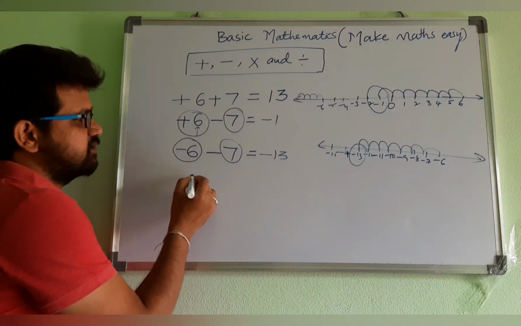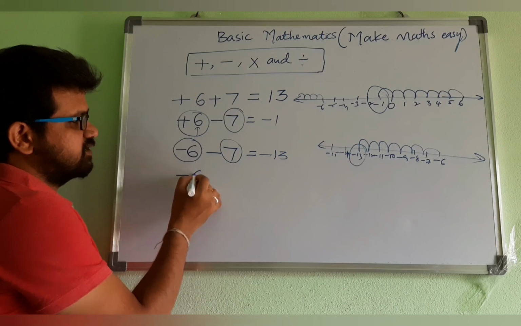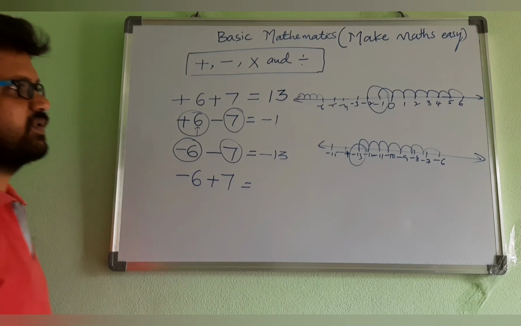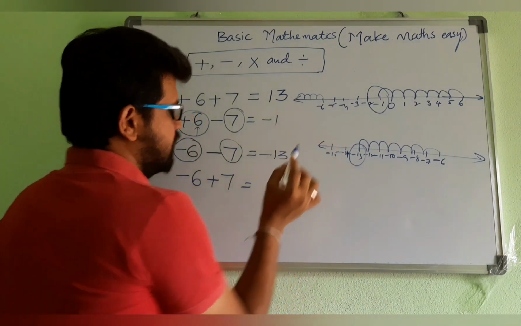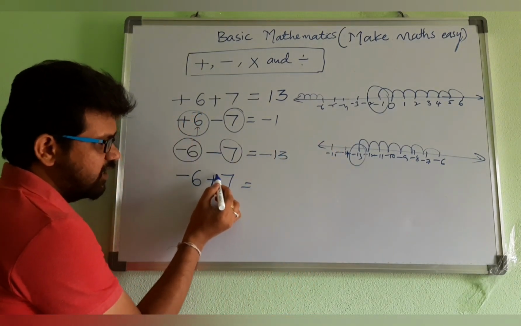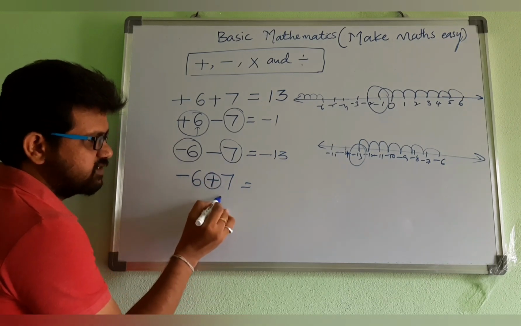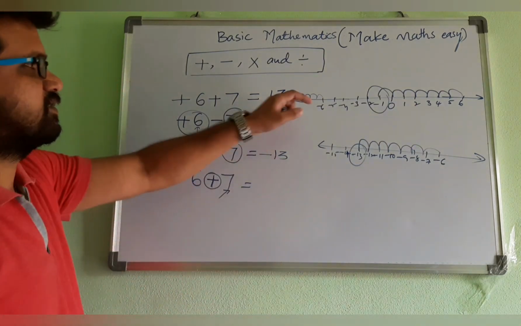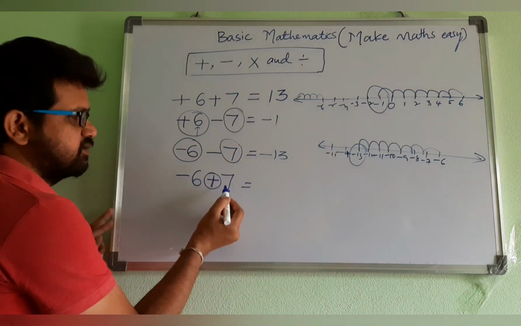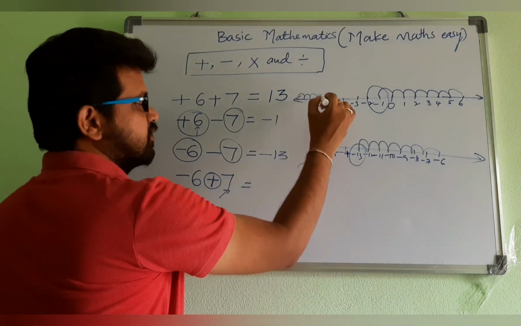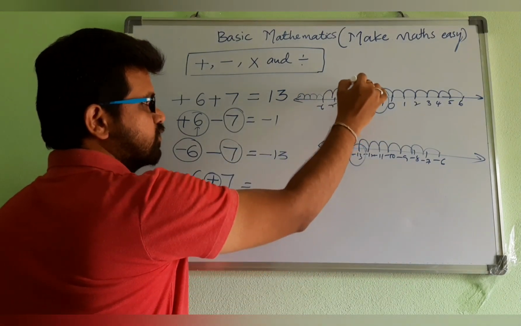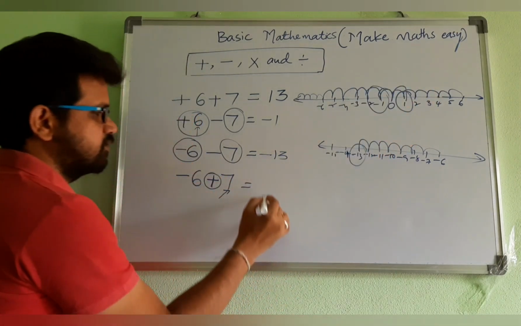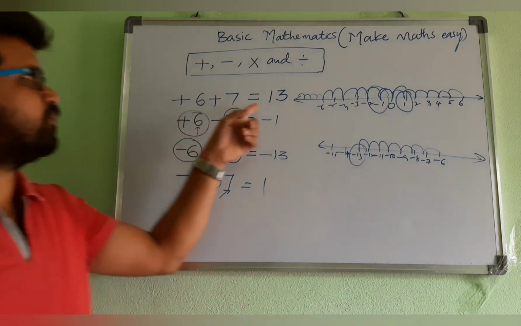And one more is minus 6 plus 7. From this minus 6, what are we doing here, adding or subtracting? Adding. So how many steps? 7 steps. When we add we have to move right side, and when we subtract we have to move left side. So we move 7 steps to the right: 1, 2, 3, 4, 5, 6, 7. The answer is 1.